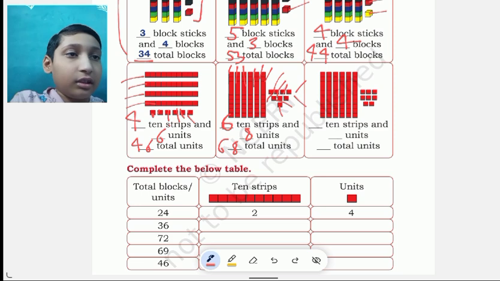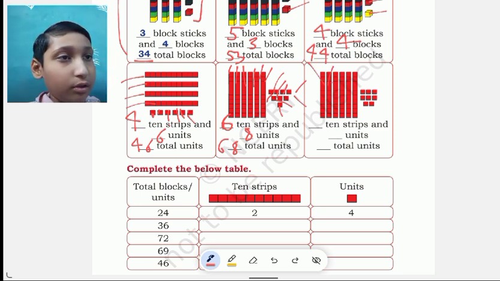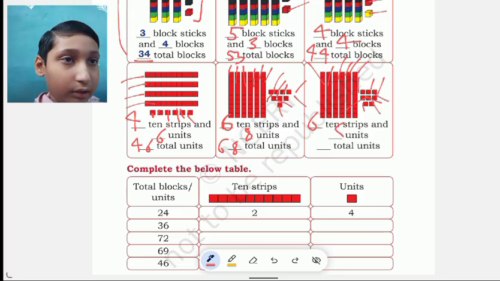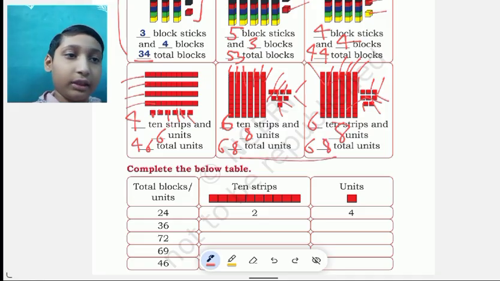Now it's the last one. So there's 1, 2, 3, 4, 5, 6 ten strips, so write 6. And then 1, 2, 3, 4, 5, 6, 7, 8 units. So that's 8. And that's yet again 68. Yeah, these two are the exact same.